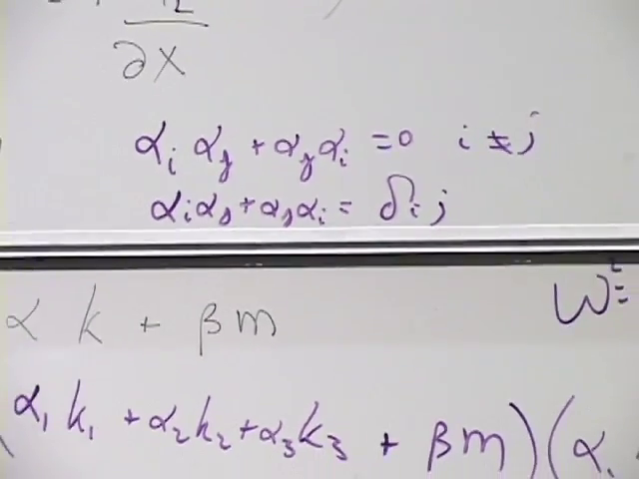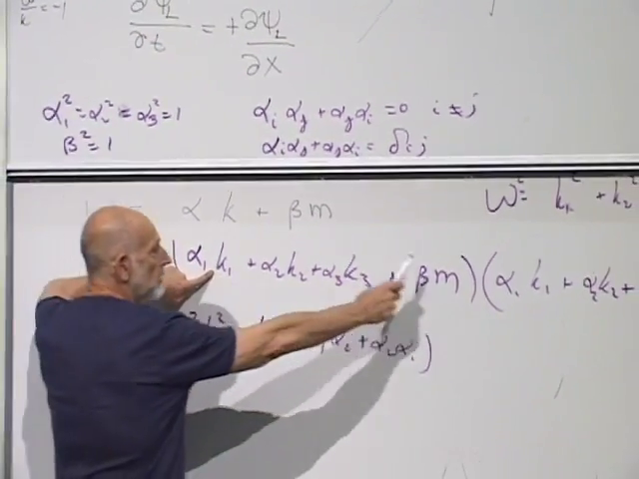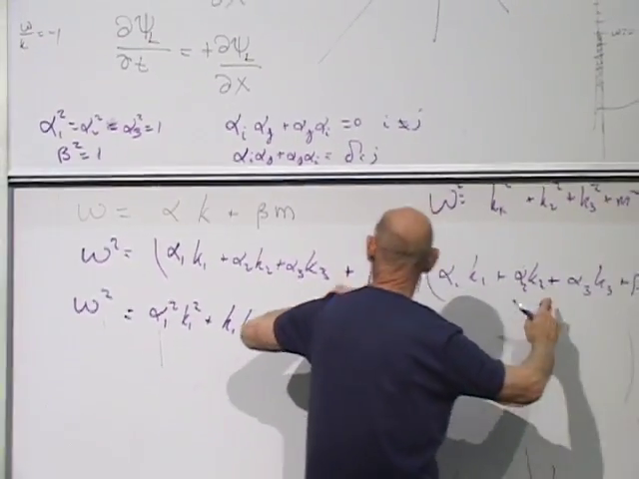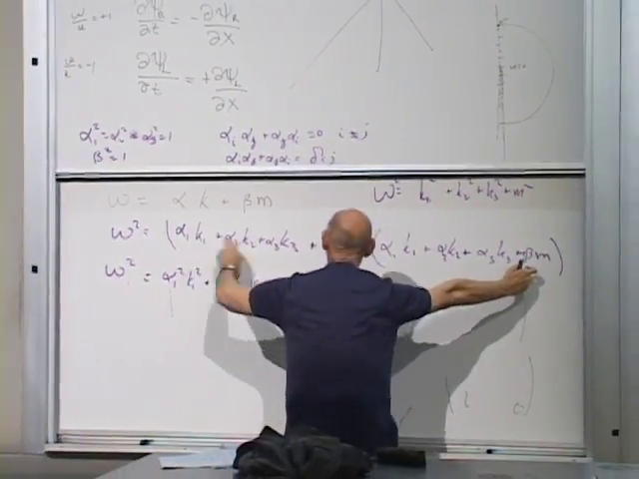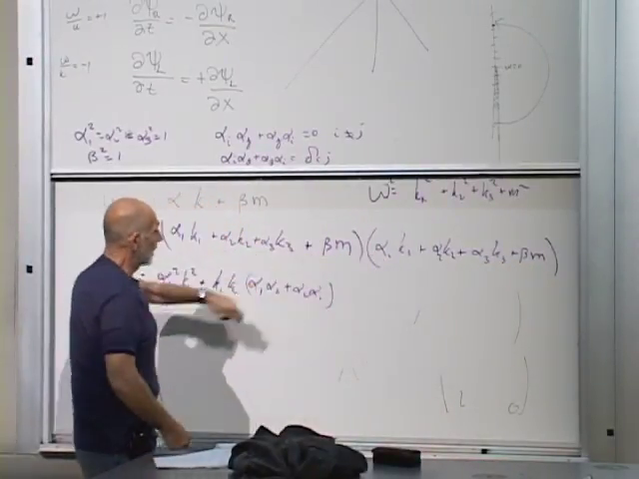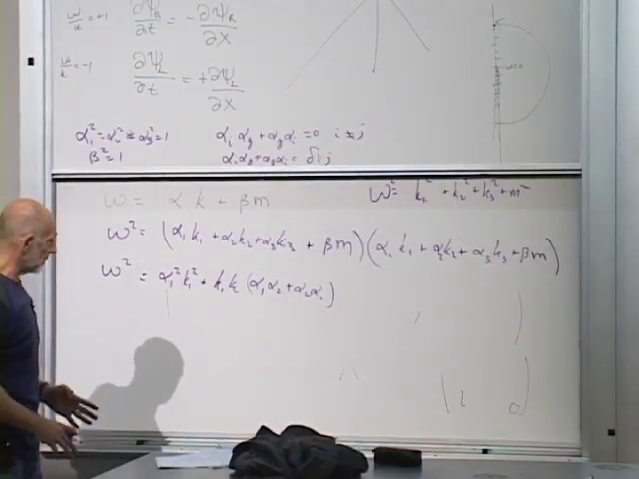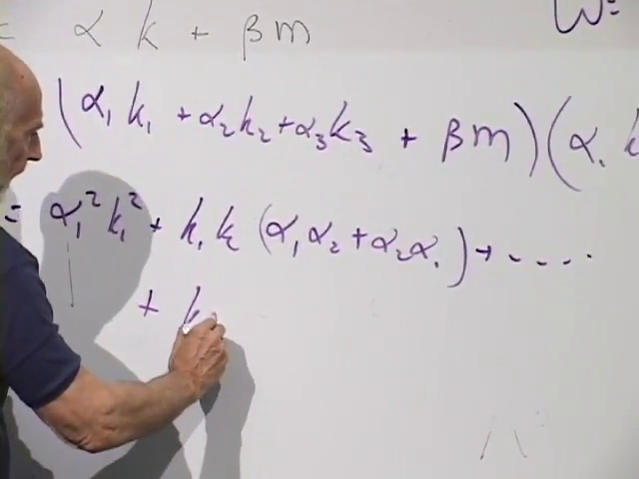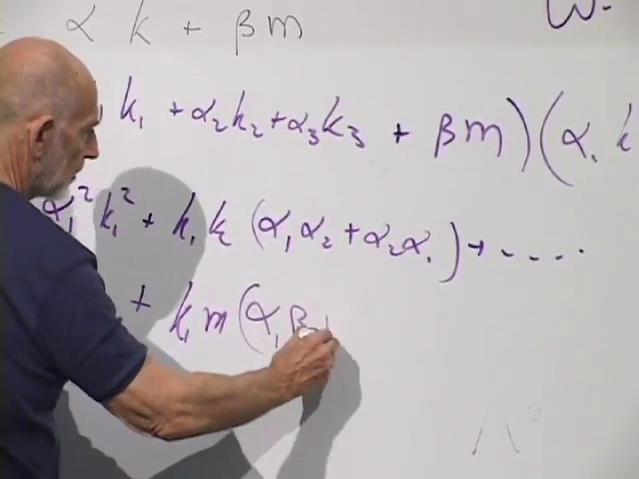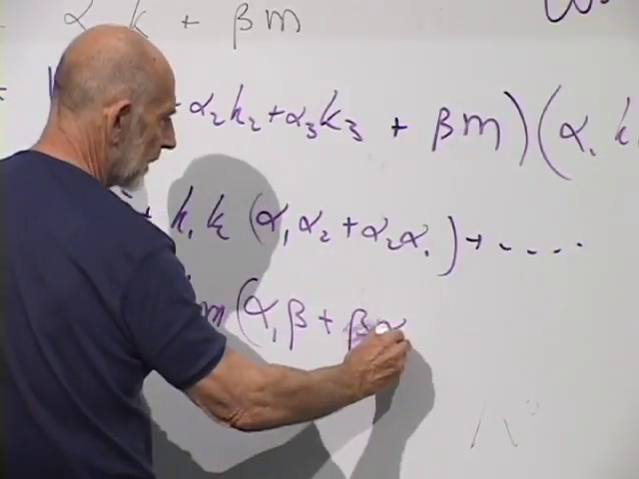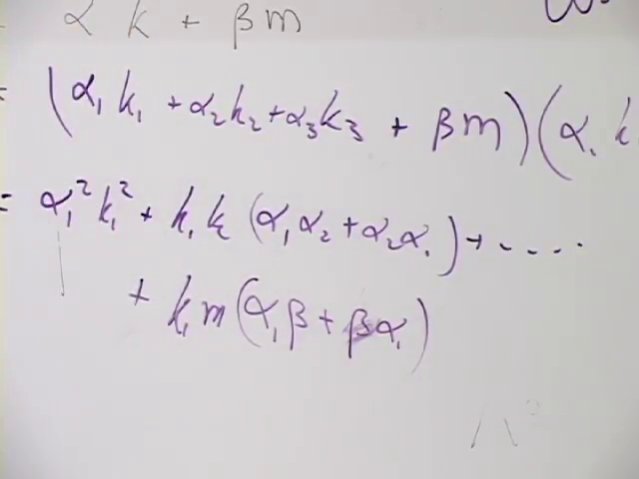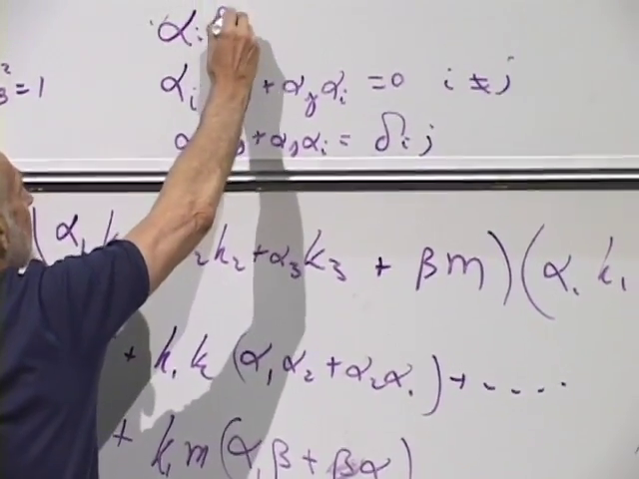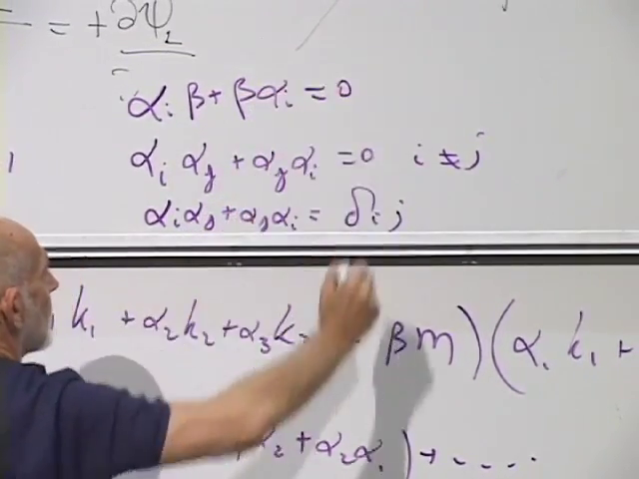What about the terms which have products, for example, k times m? We're going to have k1 times m from here, and k1 times m from here, and k1 times m from here. So we'll also have each one of the alphas plus so on, plus k1 m, alpha 1 beta plus beta alpha 1. We have to have the alphas all anti-commute with beta. So for every alpha, alpha i beta plus beta alpha i must equal zero.